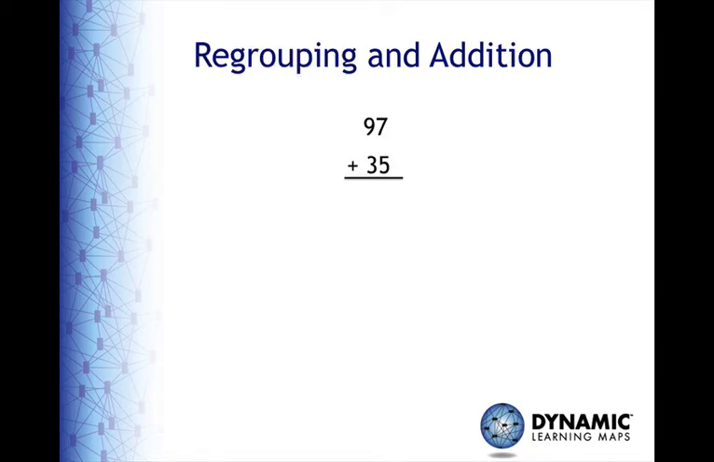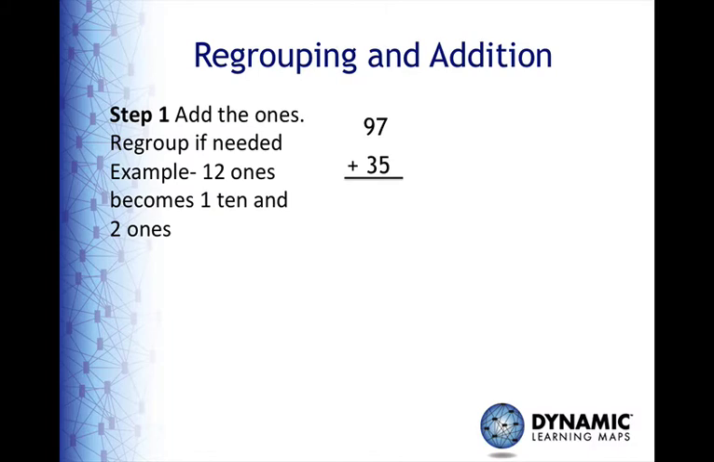It's also very important that students gain experience with addition and regrouping. Let's look at a quick three-step example. 97 plus 35 equals. In step 1, the student adds the numbers in the ones column, so 7 plus 5, which equals 12 ones. Or we can regroup and have 1 ten and 2 ones.